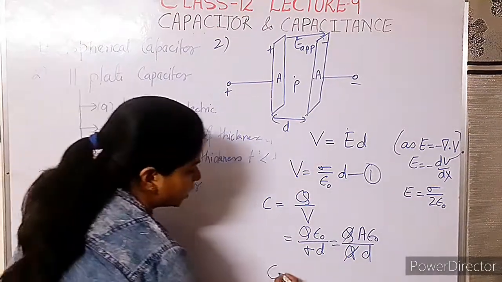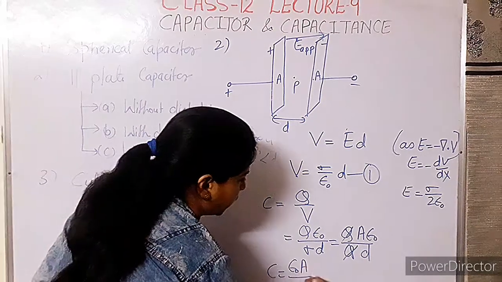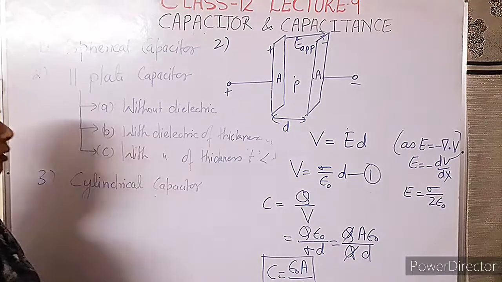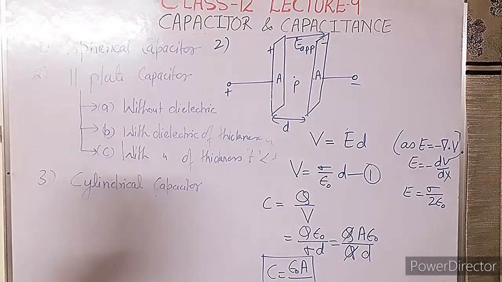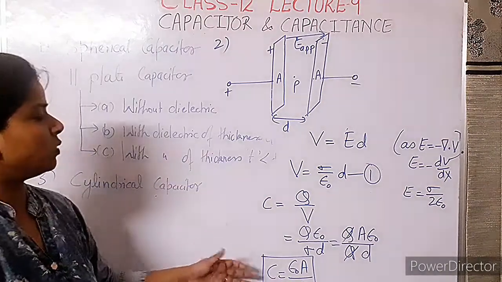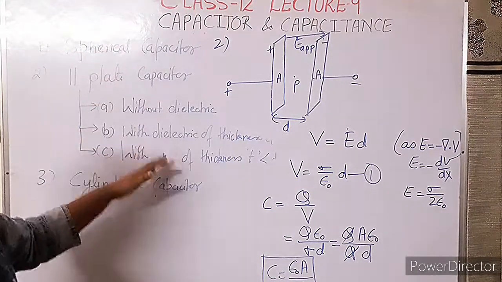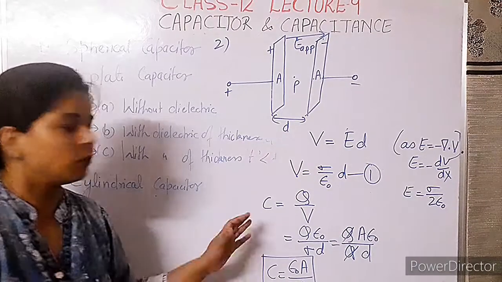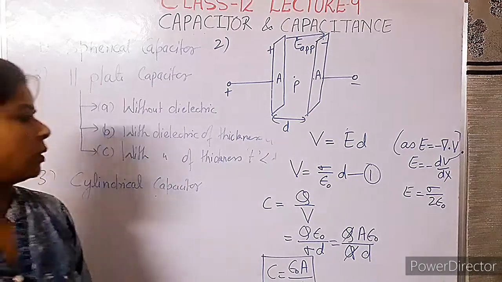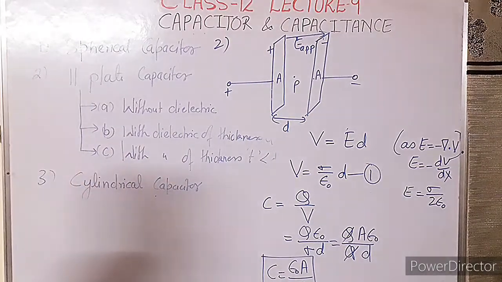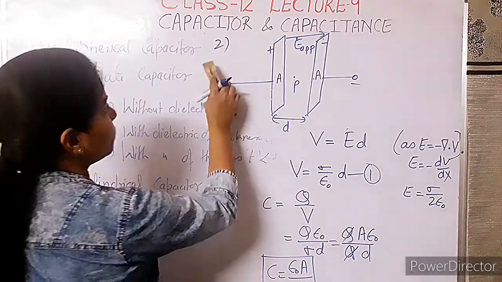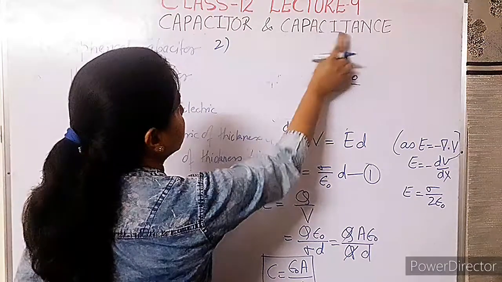We will get the result C as epsilon naught A divided by D. These are very simple steps, and these kinds of steps are what we follow in each and every derivation. You have seen in the first derivation too, we have done the same type of steps. So you only need to apply the last concept here. Okay, this one is the case of a parallel plate capacitor without dielectric.